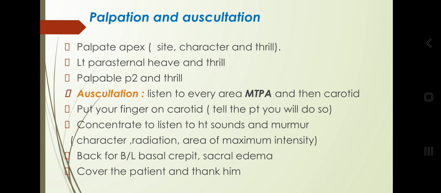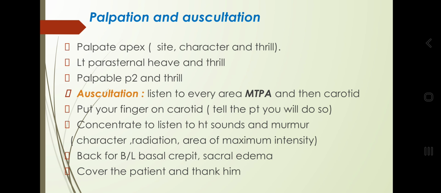Start by the apex, we will palpate for site, character, and thrill. Try to localize it by 2 fingers and check its character. Is it heaving apex like aortic stenosis, thrusting like mitral regurg, or tapping like mitral stenosis? Left parasternal heave and thrill, palpable P2 and thrill, any thrill in aortic area.